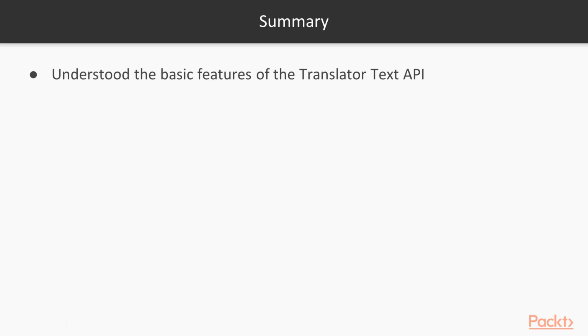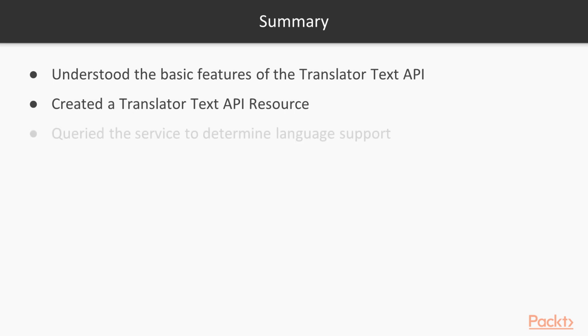So what did we learn? We've got a basic overview of what the Translator Text API offers, and we've learned how to create a new Translator Text API resource in the Azure portal. We've also learned how we can query the API to determine what languages are supported by the translation, dictionary, and transliteration endpoints.